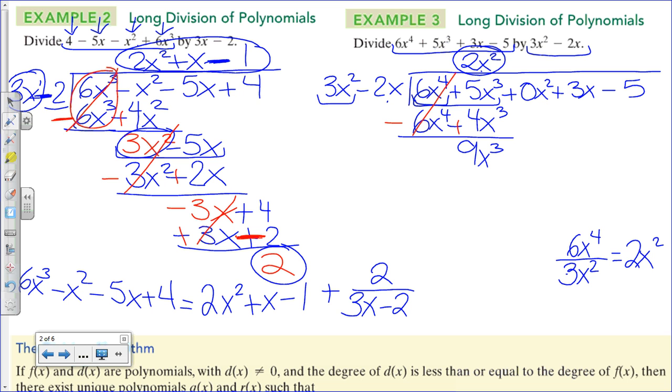Okay, now what is the next step? Bring down the next term, right? So plus 0x squared. And this is why I recommend that you guys keep that space, because if you were to bring down the 3x, then it could lead to a little bit of confusion. All right, and you guys will see why. After we multiply it, it will make a little more sense. Okay, so now what's the next step, Alexandria?